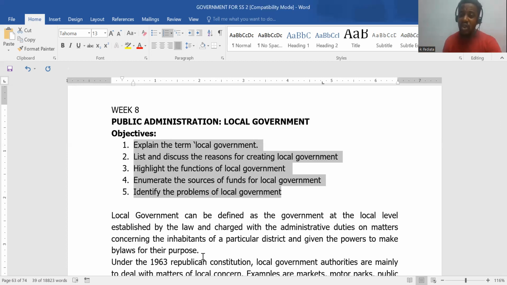So local government is the government at the grassroots level that is given the capacity to administer the affairs of the people living within that district. They have the capacity to make laws as well, right? And the laws made by local governments are called bylaws.